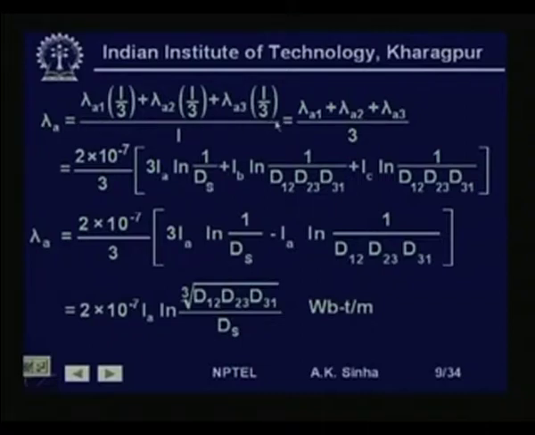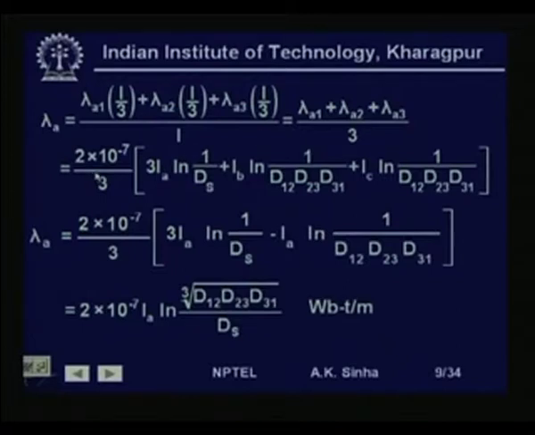Now, the total flux linkage of the conductor over the whole length can be given by the sum of these multiplied by their lengths, and if we want to take the average per meter length, the flux linkage will be lambda A 1 into L by 3 plus lambda A 2 into L by 3 plus lambda A 3 into L by 3 divided by L, or the average flux linkage of phase A conductor which occupies all the 3 positions is going to be the average of lambda A 1 plus lambda A 2 plus lambda A 3 divided by 3, that is the average of the lambda in all the 3 positions.